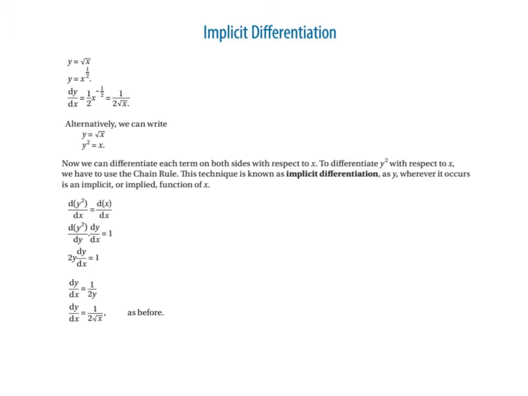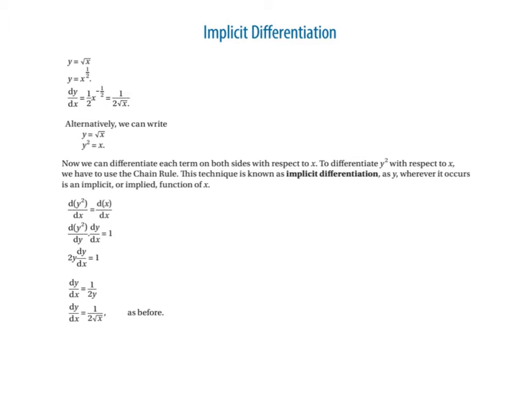Okay, so the first thing I'm going to do is go back to something we've already done, which is y is equal to root x. We're happy that we can work out the derivative of this by changing it into its index form, x to the half. Then we bring down the power, rewrite the x, take one off the power, and change it back into its fractional form. So it comes out as 1 over 2 root x.